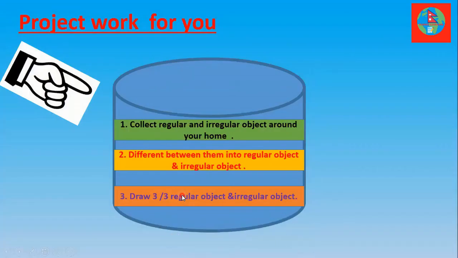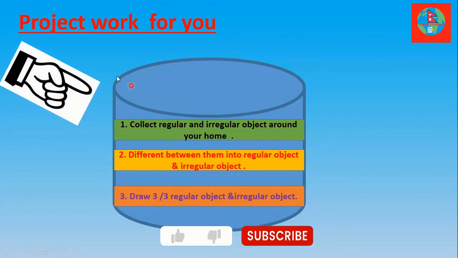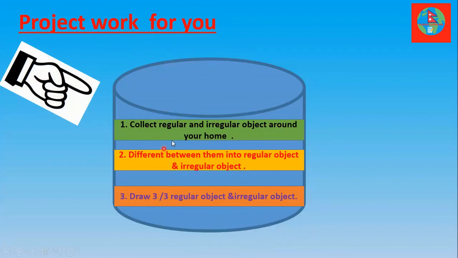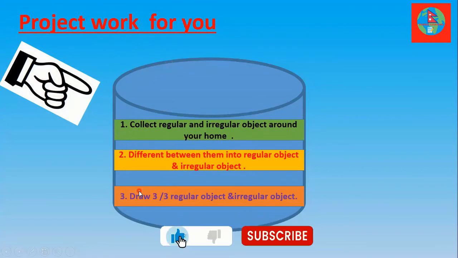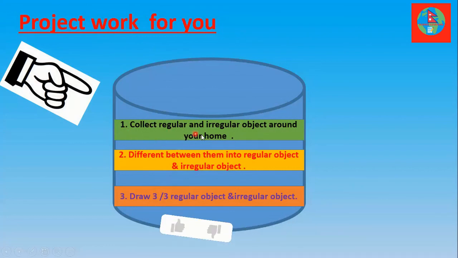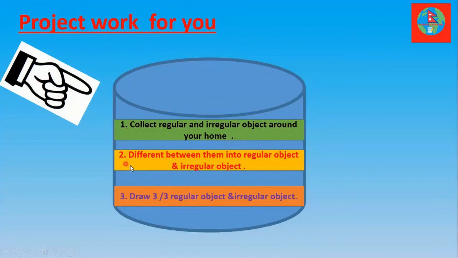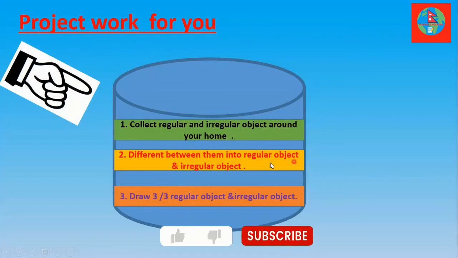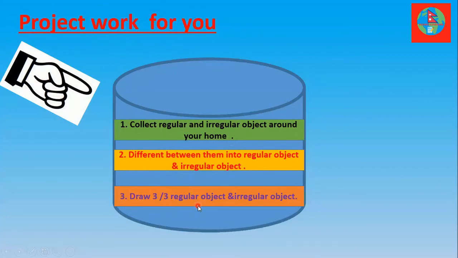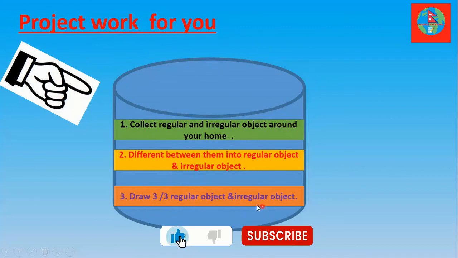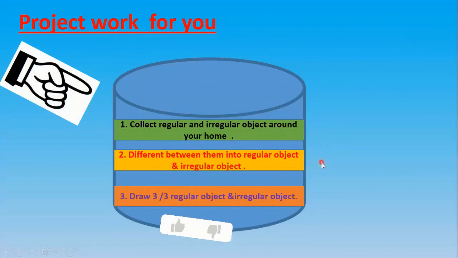Okay, my dear students, this much today. I give you project work. There are questions here. Number 1, collect regular and irregular objects around your home. Number 2, differentiate between them into regular objects and irregular objects. And number 3, draw three regular objects and irregular objects. Okay, this much for today. Hope you understand well. Thank you.